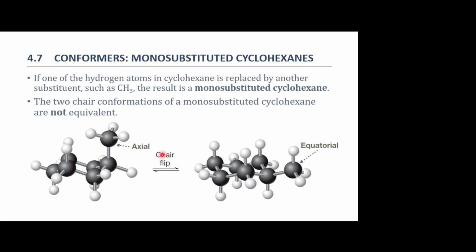Okay. This, on the other hand, is the equatorial. And so it's laying out, it has plenty of space, it's not having a lot of strain. Right? And so very much not equivalent. This actually causes you, when you have monosubstituted cyclohexanes, to actually have different chair conformations that have different energies. Okay?